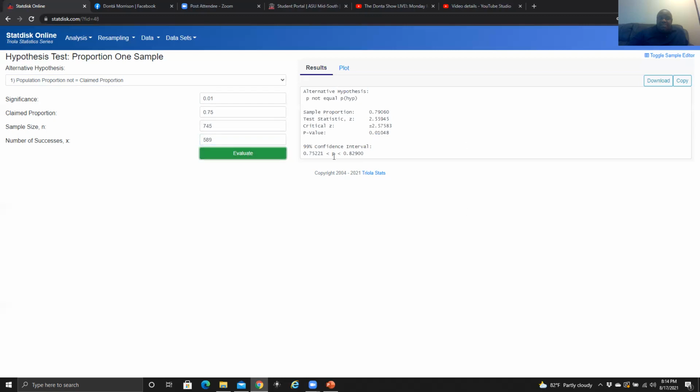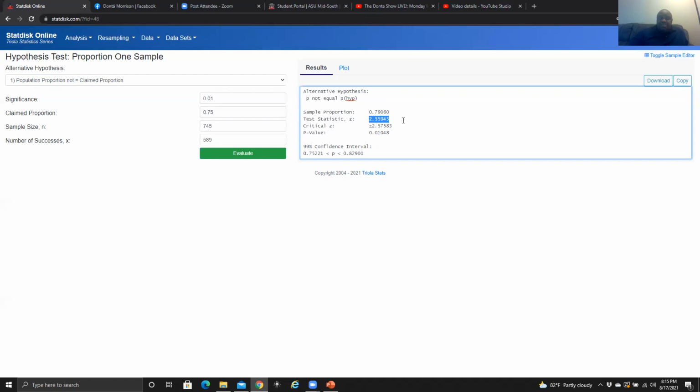All right, and this is your output for this. They also give you the confidence interval as well. Now, this is based on P not equal to your claim proportion. So here they do give you the sample proportion. They also give you the test statistic and the critical Z value and the P value. Now, I believe in the homework, in the StatDisk assignment, they do want what the test statistic is. This would be your test statistic. To 2 decimal places, it would be approximately 2.56.